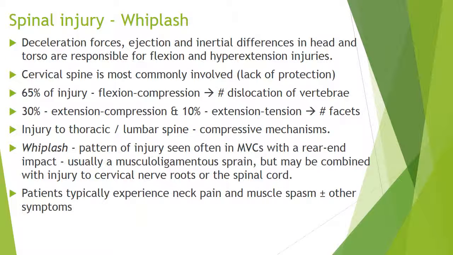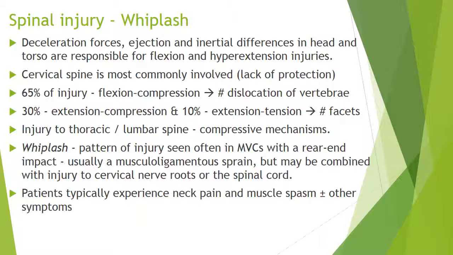Imagine holding a lollipop at the tip of its handle and trying to swing the lollipop. There is minimal movement at the junction where you hold it, but there is a lot of motion at the head of the lollipop. A similar thing happens with deceleration and acceleration forces on the head compared to the torso and the neck, and this is responsible for flexion and hyperextension kinds of injuries. The cervical spine is most commonly involved because of lack of protection.